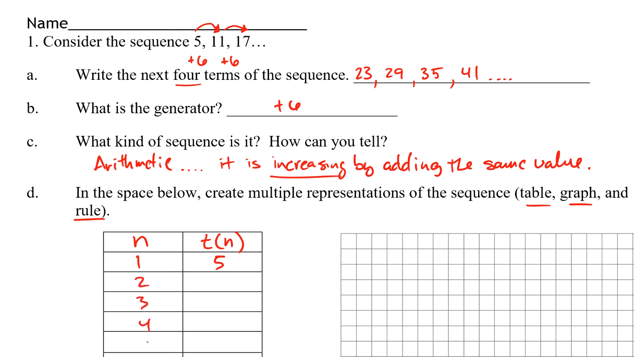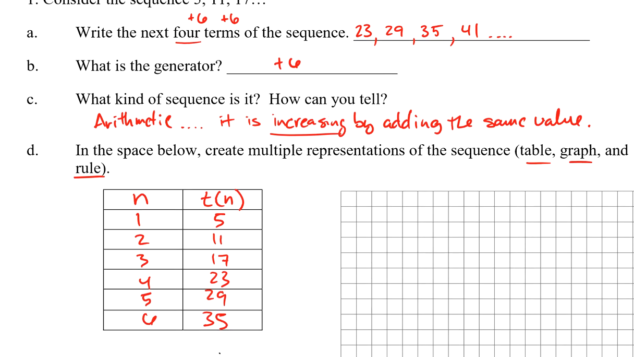Second, third, fourth, fifth, sixth. Second term was 11. Then we went to 17. And I'm just copying these down. 23, 29, and 35. So the difference, of course, between the sequence and this table, as you can see, is I've got both the input, what are n's, and then what's the value at that point in the sequence.